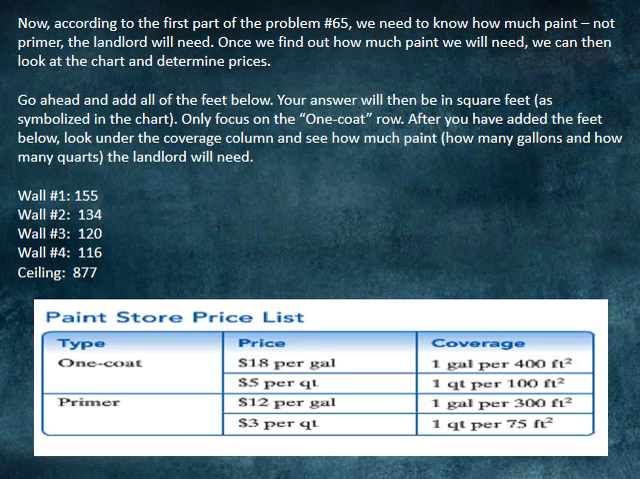We're only looking at the paint. So if you look at the paint store price list, there are 2 columns. One is a coat, which is just a regular coat of paint, but then the second column is the primer. So if you've ever painted, you always put the primer down first.